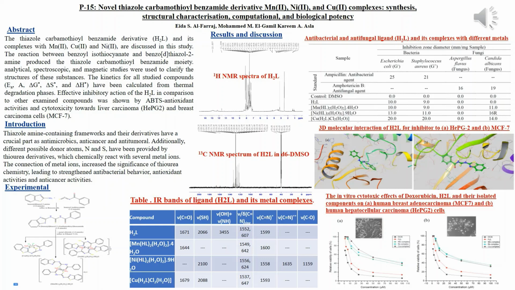The Ni2 complex has the most inhibitory impact on the fungal strain C. albicans. The experimental anticancer findings and molecular docking interactions showed that the ligand has the most inhibitory activity towards cancer cells.